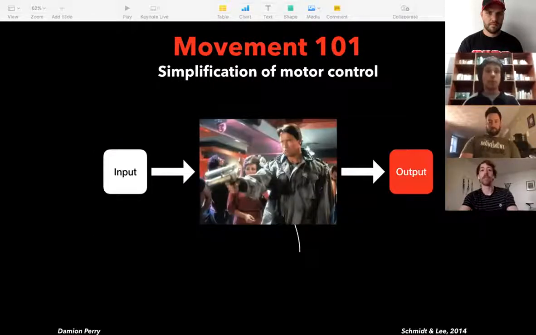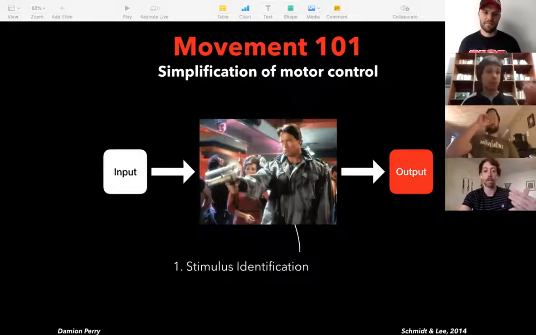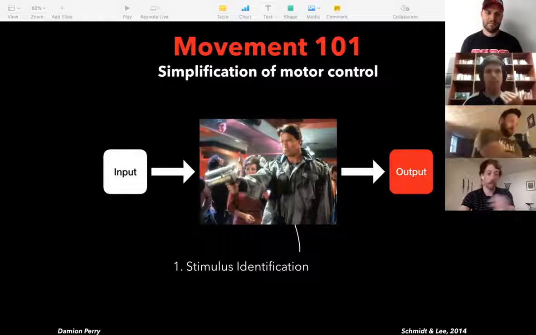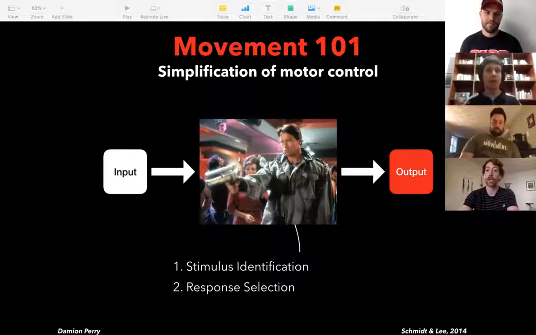So then, simplification of motor control. For today's purposes, I have taken the very complicated world of motor control and boiled it down to two things. We're going to have an input happen. So that's Kevin saying, hey, Arnold, I'm going to have you shoot this person, right? So input, that's what happened. That was the stimulus, okay? And then that's going to run through Arnold, and it's going to come out on the other side, and he's going to choose his response.